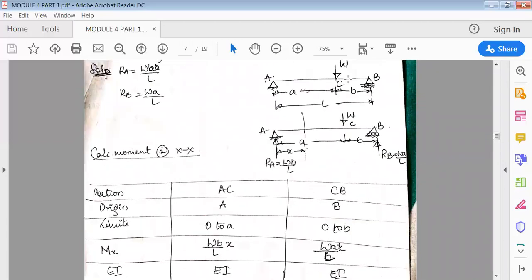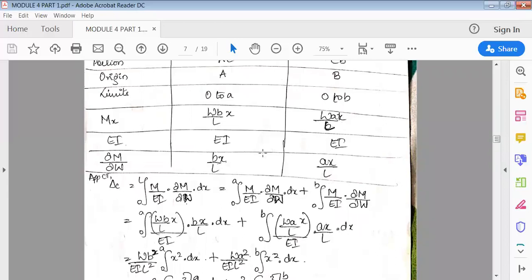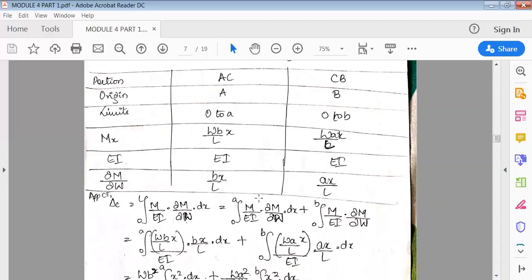Similarly, in this span, origin is B, so we look at the right side. If I cut the section here, I'll draw XX like this. To the right side, only one force, WA/L into the cut section x. So I've written it as WAx/L. Next, EI is common throughout. If it is not given, it is understood that EI is the same throughout. So it is EI for both sections.